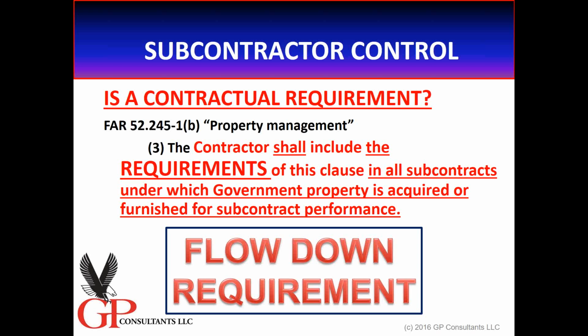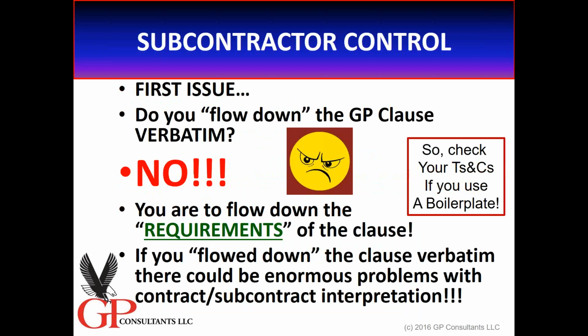Some contractors I've seen actually do that, where they include multiple clauses. That can lead to confusion and extra work on the part of the company that has no government property there. So be careful. Now I need to fuss with one other word in there. It says shall include the requirements of this clause. So one of the things that I've seen is the verbatim flow down of the government property clause. No, that's not the requirement set forth in the government property clause. The discussion in the government clause says you're to flow down the requirements of the clause.